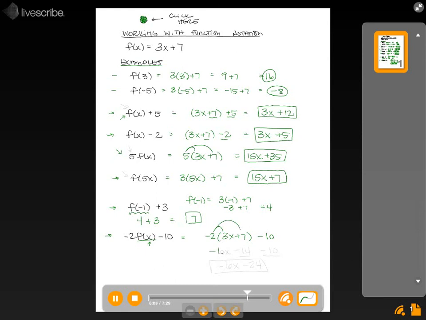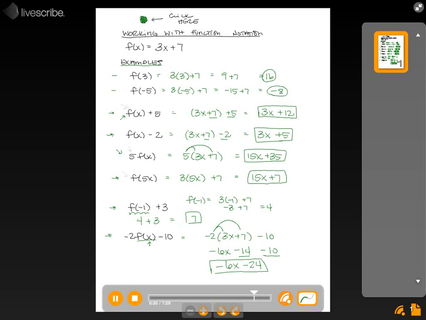Well, negative 2 times 3x is negative 6x. Negative 2 times 7 is minus 14. And then we have that negative 10 at the end. Now we're going to combine what we can. We have negative 14 and negative 10 that'll combine. So you end up getting negative 6x minus 24, because negative 14 minus 10 ends up being negative 24. So here's our answer to the problem.